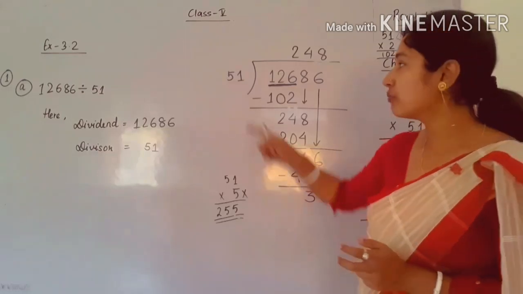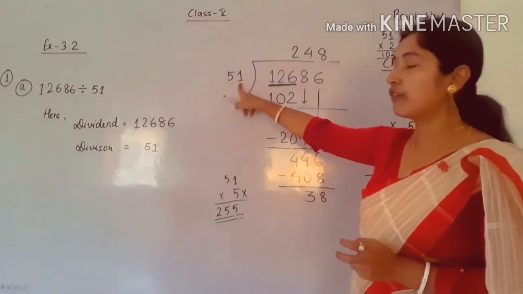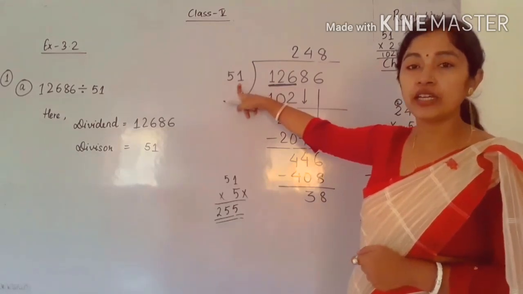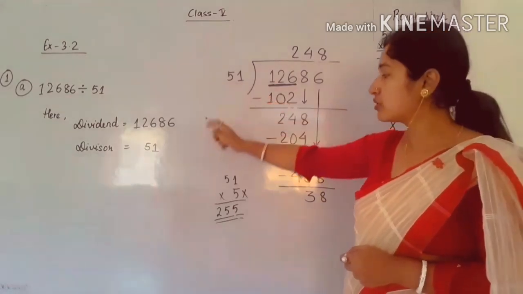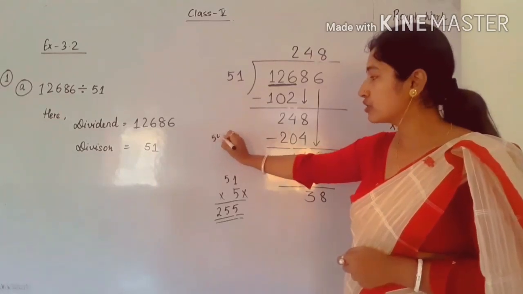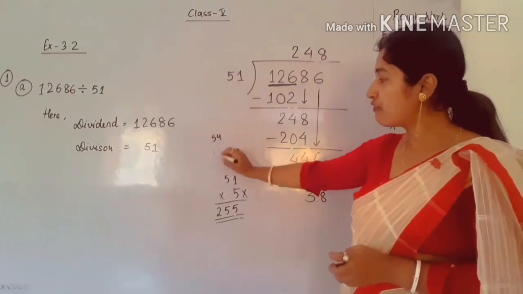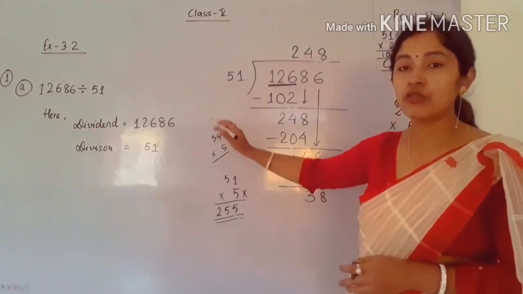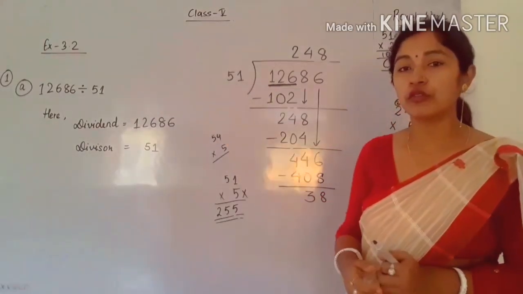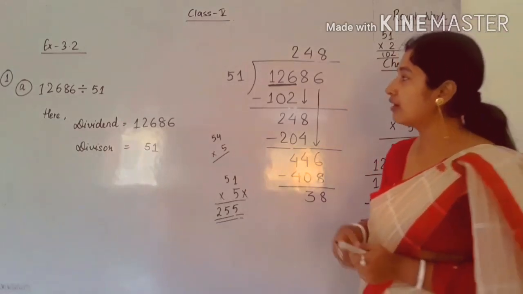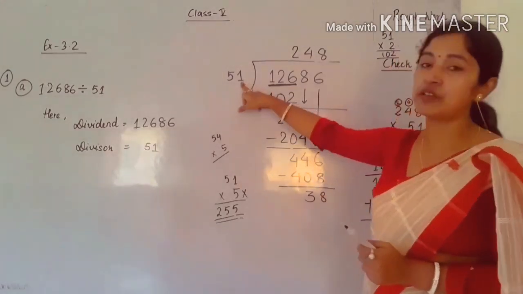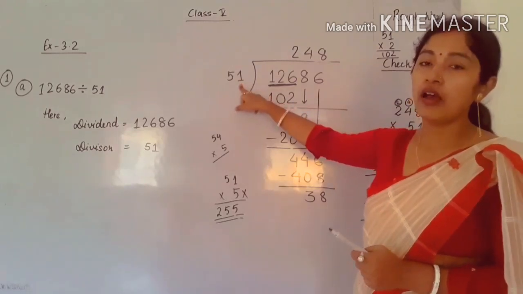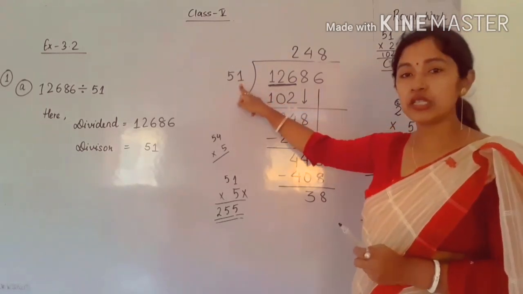Suppose in place of 1 it were 5 or 4, then we may get a 2-digit number also. Suppose we have 54. If we multiply 54 with 5, 5 fours will be 20. So we can get a 2-digit number also. But here, in the ones place it is 1, so if we multiply with any 1-digit number, we will again get a 1-digit number only.